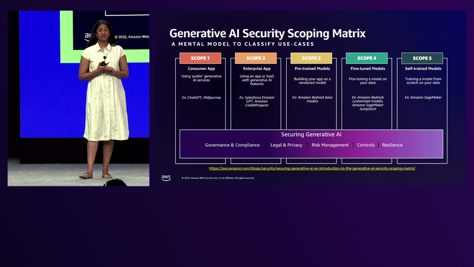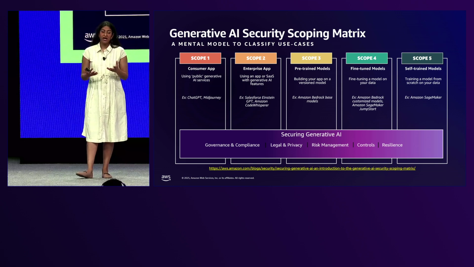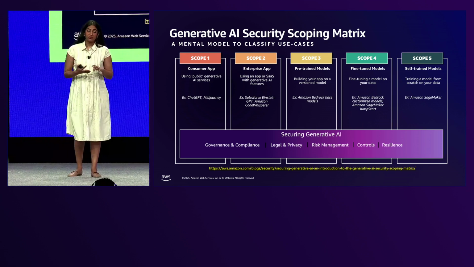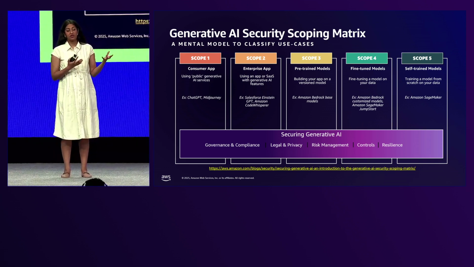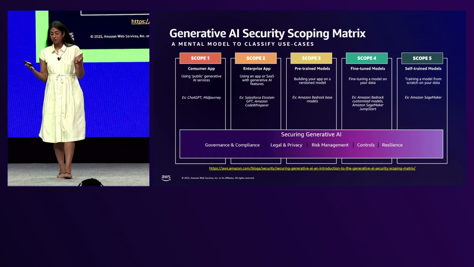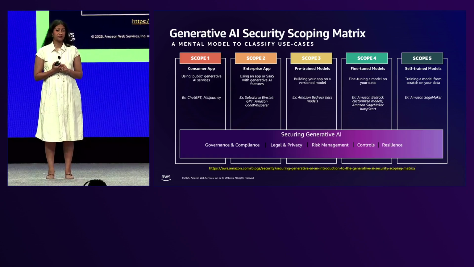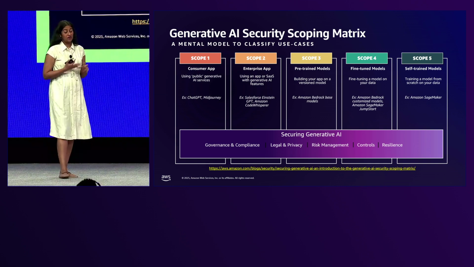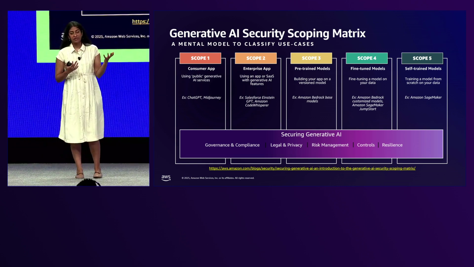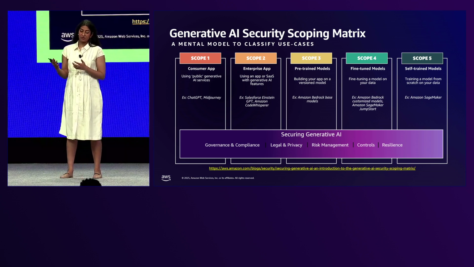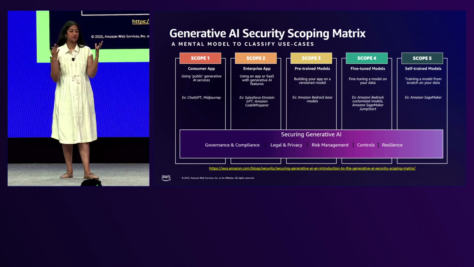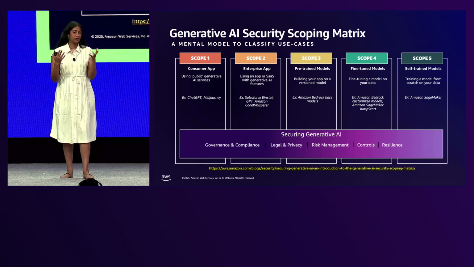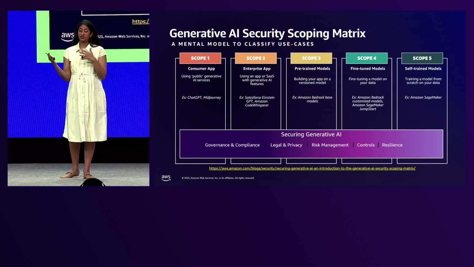This is more self-trained models. If customers want to build their own models, we've had SageMaker for a long time in this space, where customers are doing machine learning or building their own models, and you're able to train all of that using your custom data. So across these 5 scopes, we have the different security components that sit across it, right? A lot of the foundational security controls sit across all these 5 scopes. So we have governance and compliance, legal and privacy, risk management, and controls and resilience. This is the mental model to think about when you're trying to identify what sort of generative AI model you're using, which scope it sits in, and how those controls apply across those different models.